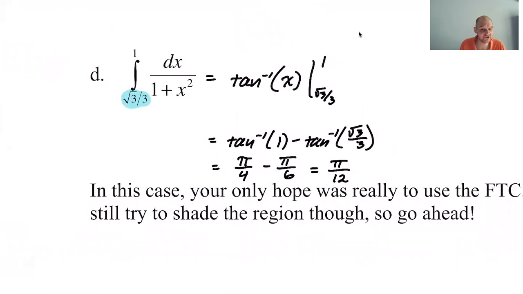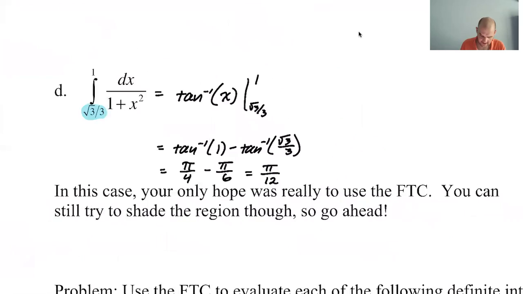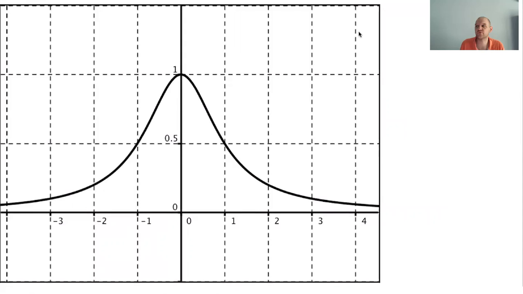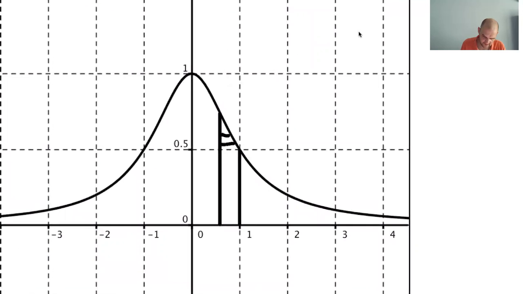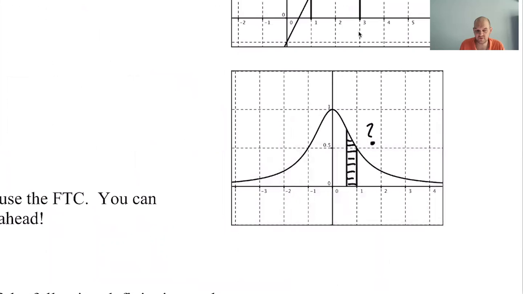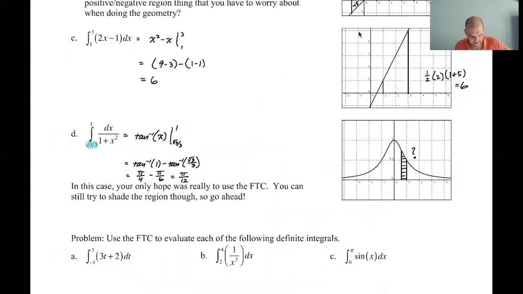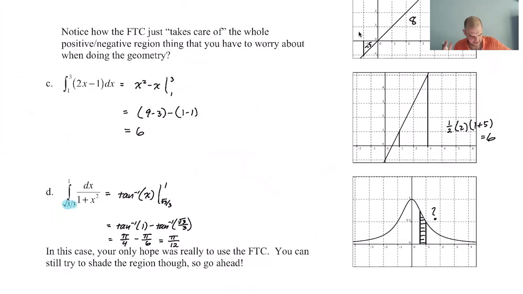Do you think that geometrically I'm going to be able to get that in any feasible way? Absolutely not. What is root 3 over 3? I don't know. It's like maybe here, and then to here. Like this area? Are you kidding me? I have no idea. But it turns out that it's pi over 12. And if you don't have the fundamental theorem, there's no chance you're going to be able to do that. So this is a really good example where the fundamental theorem wins the day.